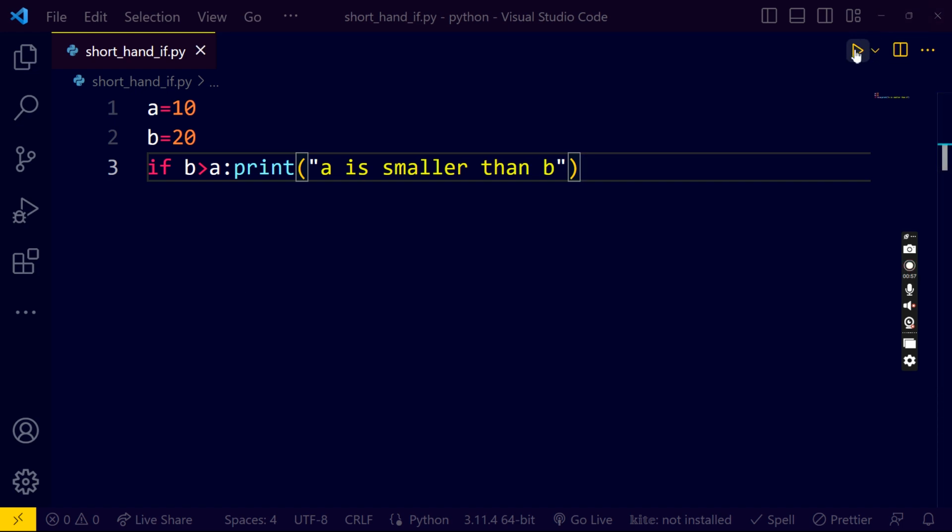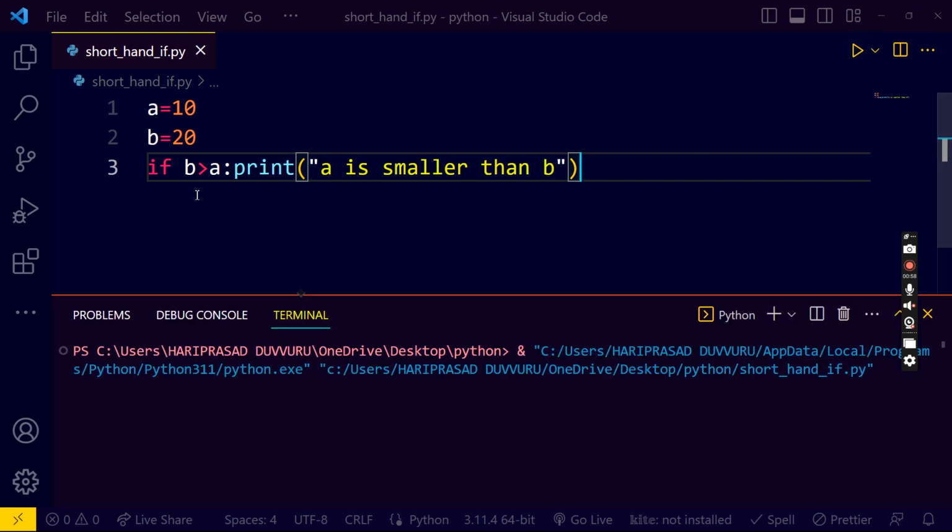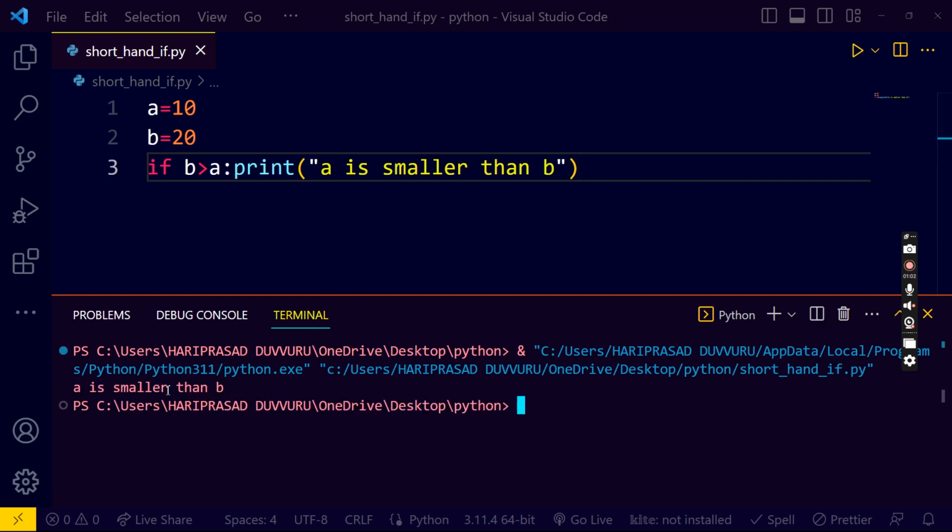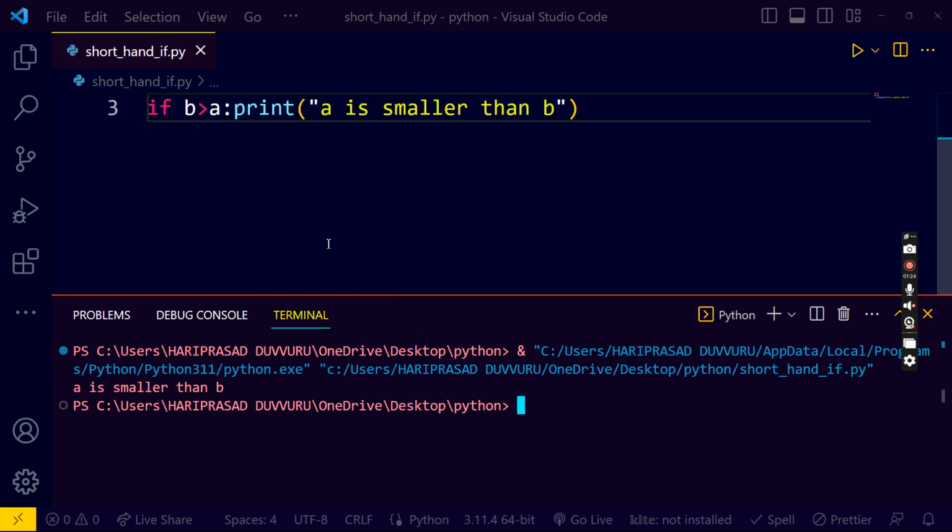Let's save it. If you have multiple lines of code, then that cannot be used this way. See, the output is: a is smaller than b. I think you understand. This is the story about the shorthand if statement. If you have only one statement to execute, you can put it on the same line as the if statement. I think you understand what I'm saying here.